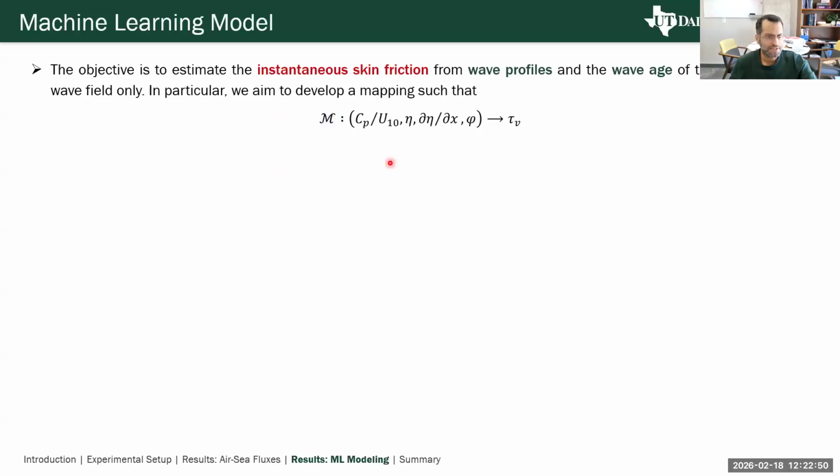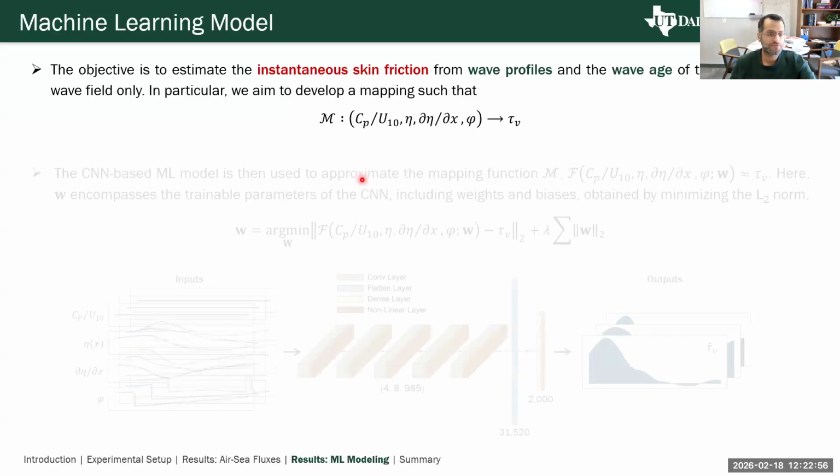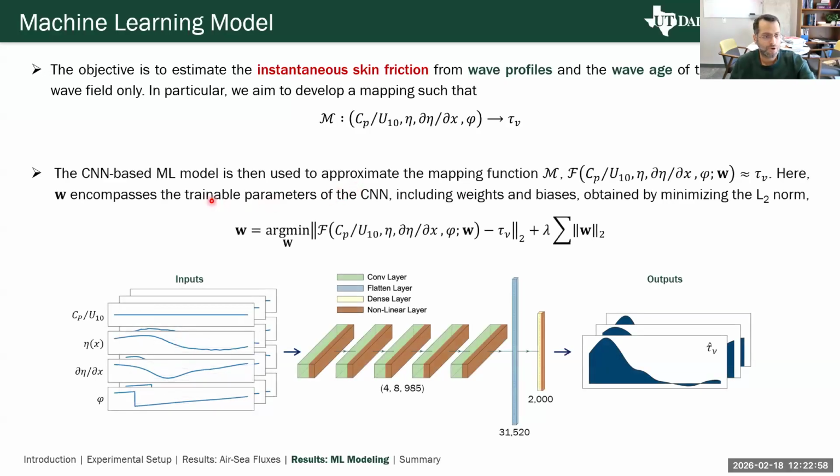So here is the model that I mentioned. This is a CNN model that we are trying. We are technically developing a CNN model that minimizes an L2 norm between the experimental measurements and the machine learning prediction. And the idea is that if I give you a wave profile and also the ratio between the wind speed and the phases and the wave speed, can you give me the distribution of these surface stress?